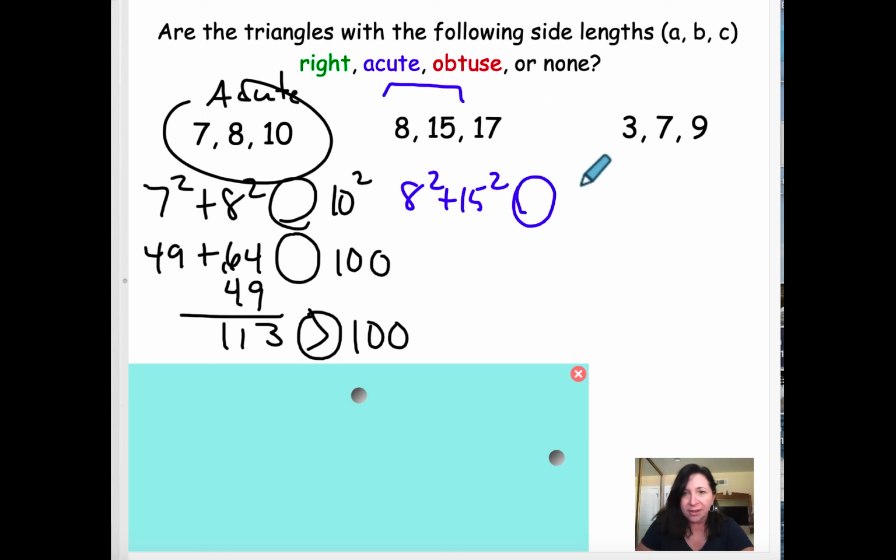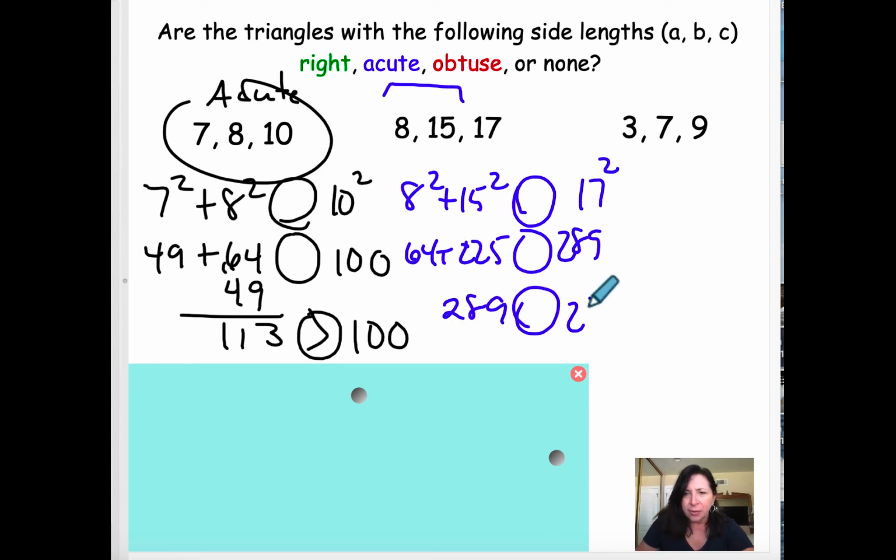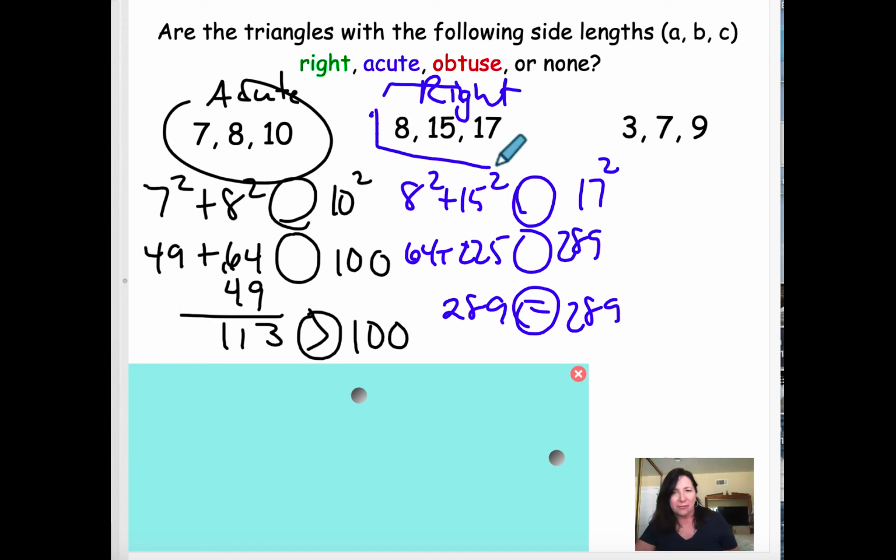If I square the smaller sides, these two, we go 8 squared plus 15 squared compared to 17 squared. What's that? 289, 225, and 64. That looks like they're equal, 289 and 289. That means if they're equal, this must be a right triangle. And oh yeah, look, 8, 15, 17 is one of our little triplets, right?